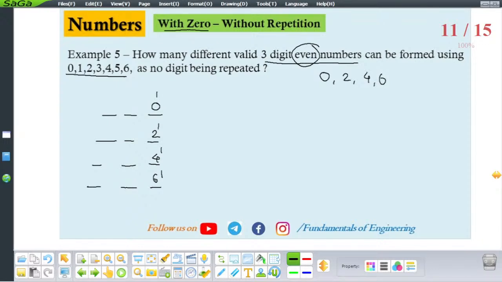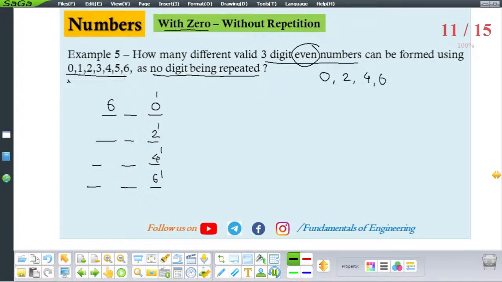Now we have to get the numbers at the first and second place. As we are given the condition that no digit can be repeated, digit repeat is not possible. We are not going to repeat that digit. So we have written 0. What are the possible choices at the first position? 0 is gone, so 1, 2, 3, 4, 5, 6. So 6 possible choices at the first.